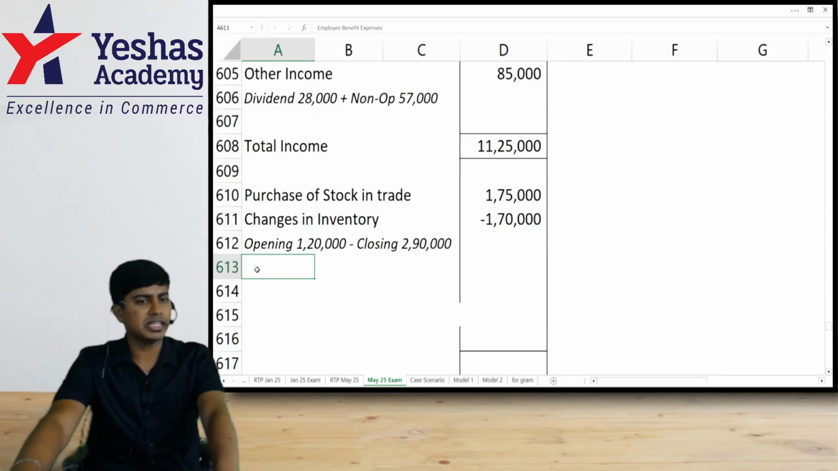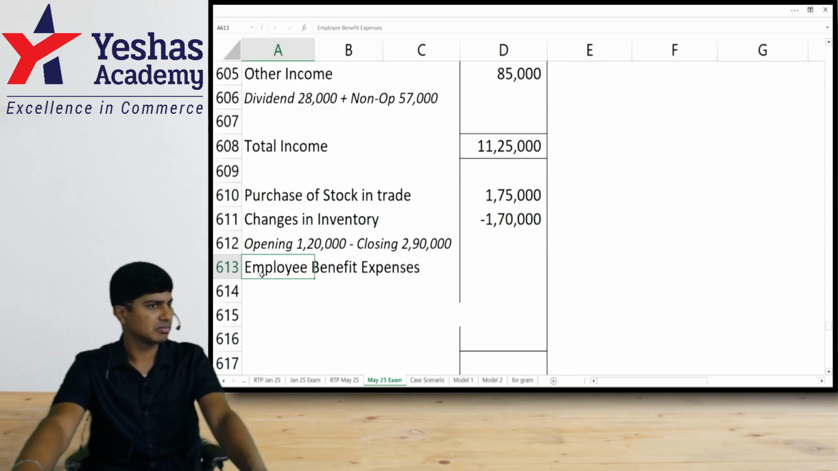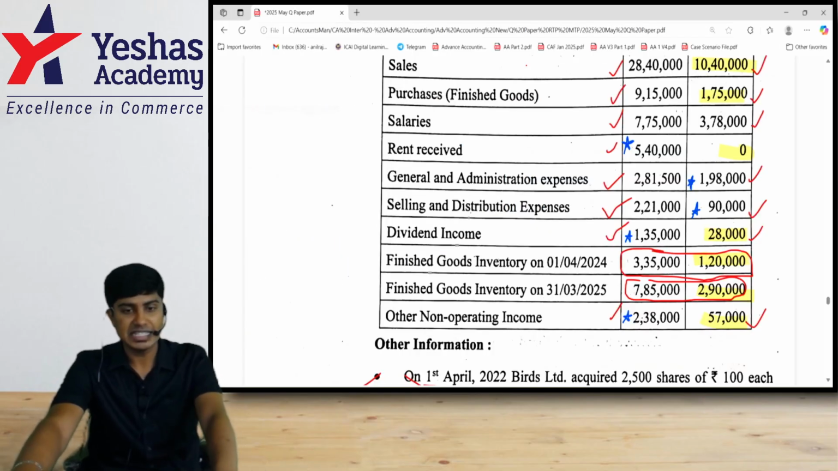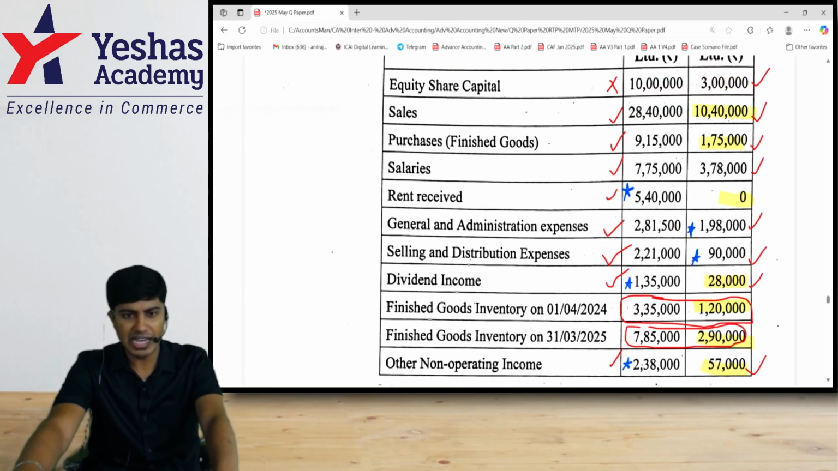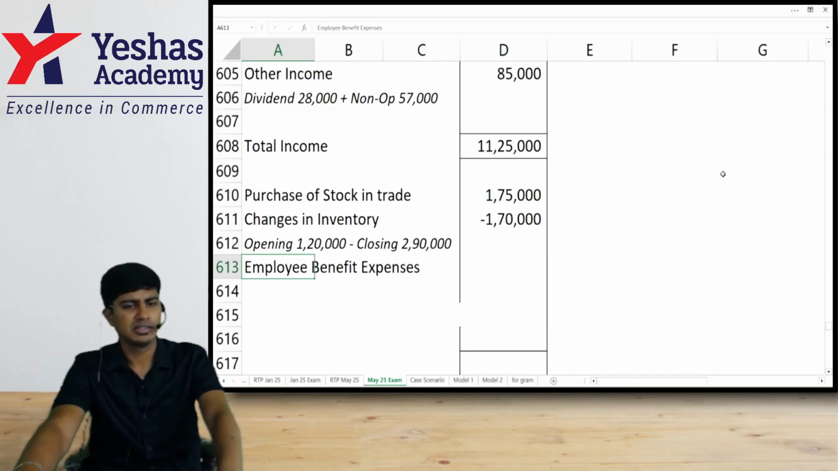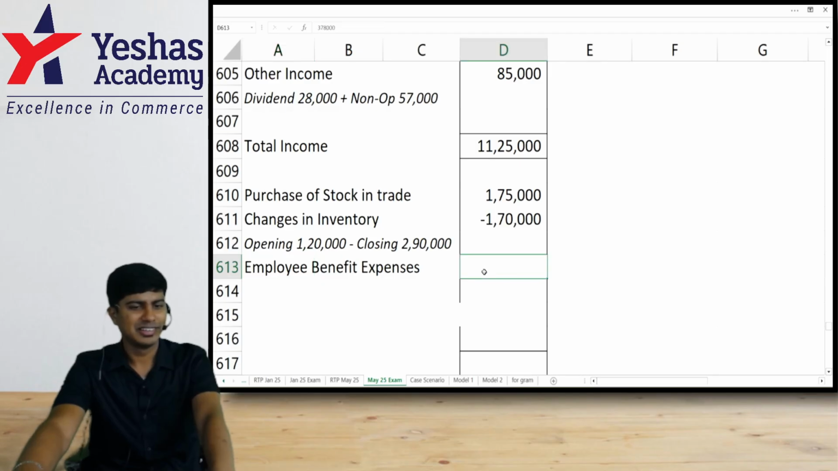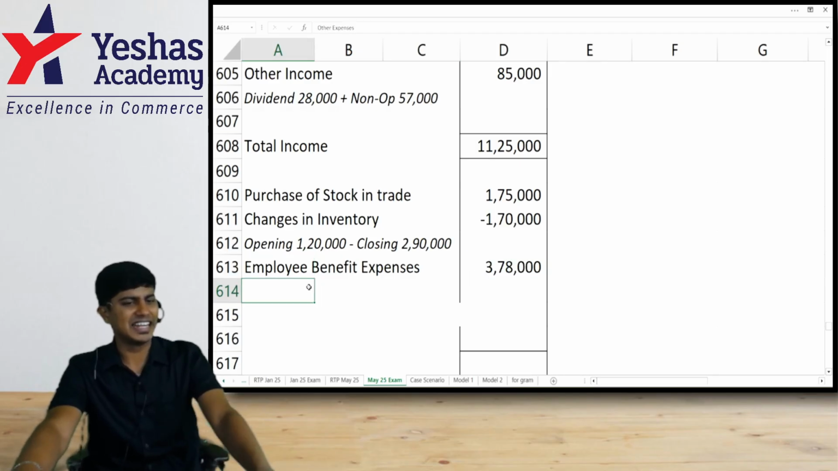After that, the next item is employee benefit expenses. Am I right? Salaries. How much is salaries here? Salaries here is 3 lakh 78,000. I hope you people have not forgotten the format of PL. Should we do one more game of balancing the PL? No, determining the profit. 3 lakh 78 salaries done.